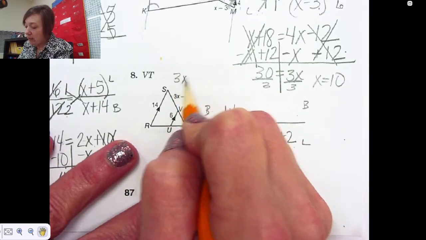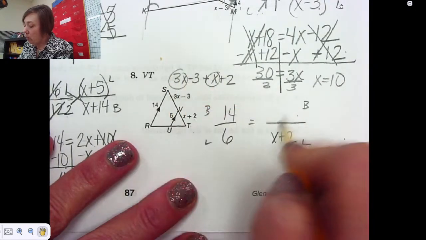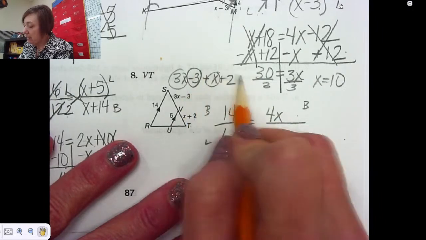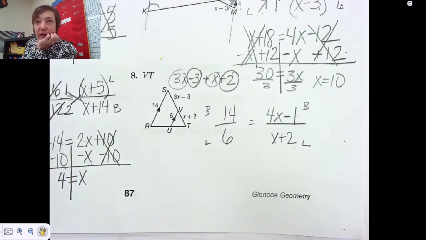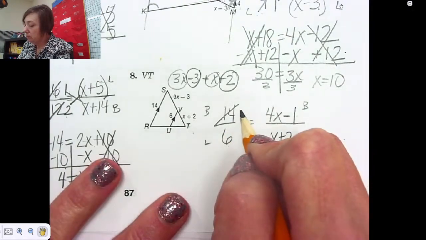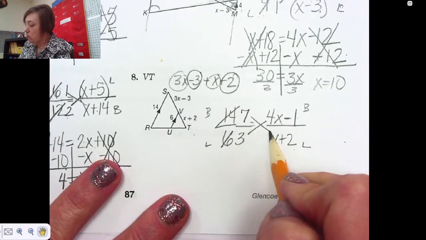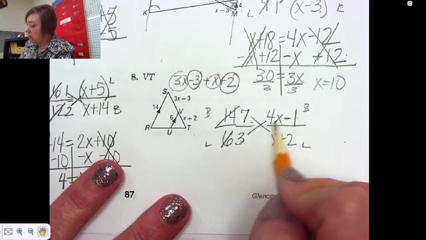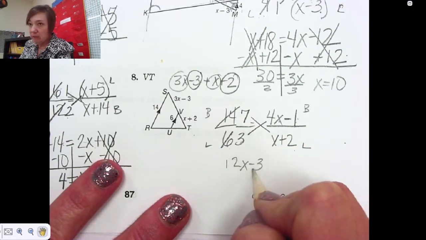We have to do 3x minus 3 plus x plus 2. So that's going to be 4x. And then what's negative 3 and plus 2? 1. Minus 1. Okay. So let's simplify that 14 over 6. How do we simplify that? What goes into both? 2 goes into both. So what would be on top? 7. What would be on bottom? 3. Okay. So now we're just going to cross multiply, right? So we're going to have 3 times 4x, which is 12x, and 3 times negative 3, which is negative 3.